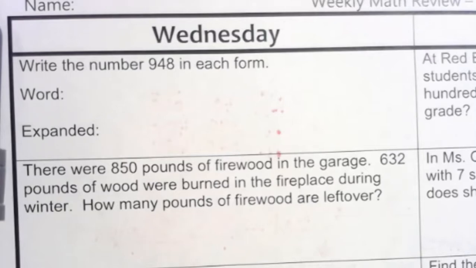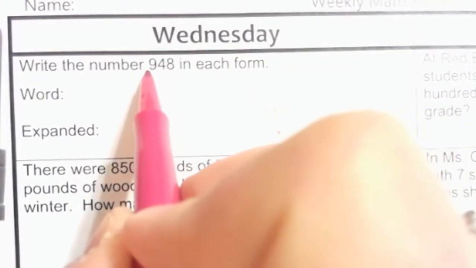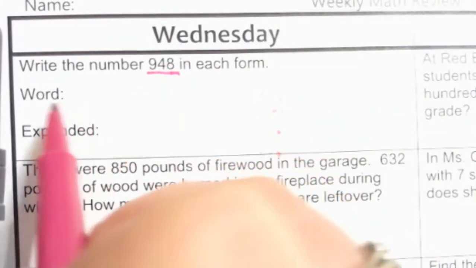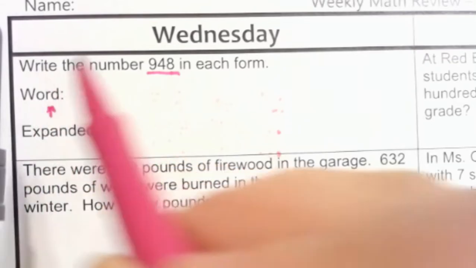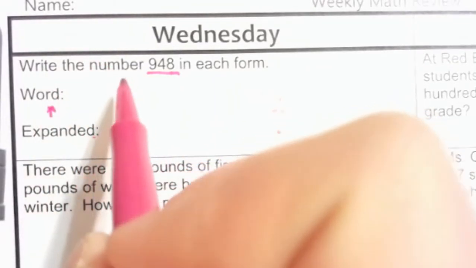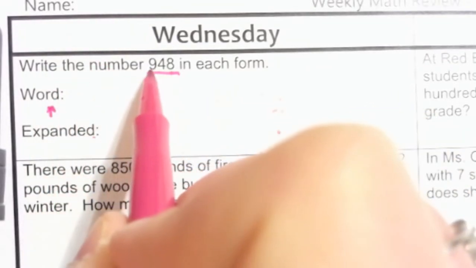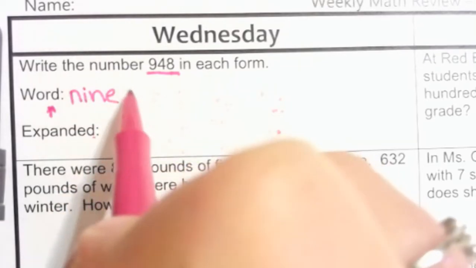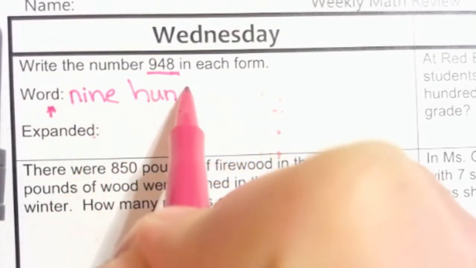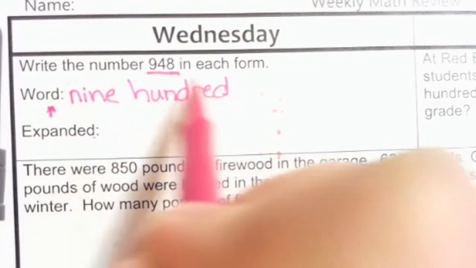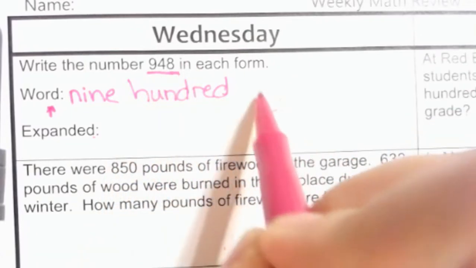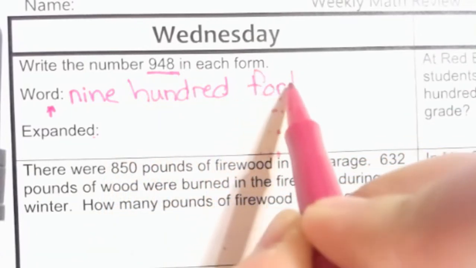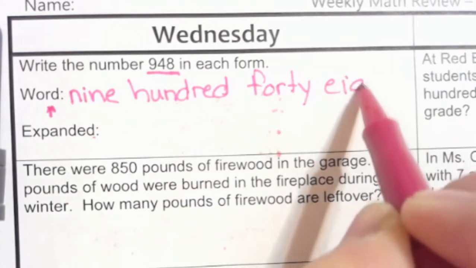Hello guys, we are going to write this number 948 in word form. Word form means I need to use words, that's letters. We are going to write it just like you would say it. So this says 900, 948.